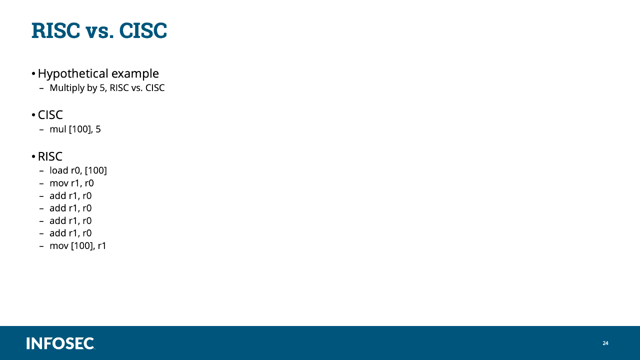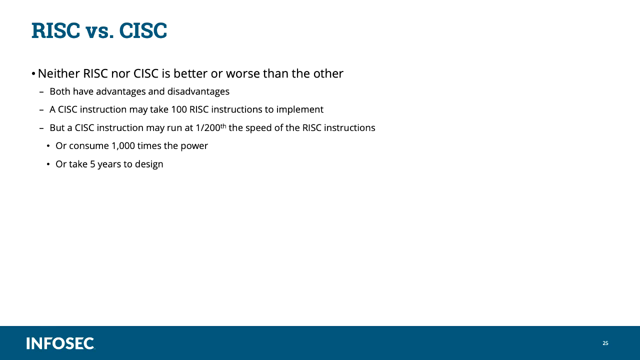I can achieve the same functionality, but understand I'm doing it with primitive instructions. So in this case, I'd have to add something to itself 5 times to achieve the same result. So you can see one instruction in the CISC took a lot more instructions in the RISC architecture. I get the same result, the same functionality; in one of them I had to use very fundamental, rudimentary pieces, the RISC, and in CISC I got to use more advanced pieces. Neither RISC nor CISC is better or worse than the other. They both have their advantages and disadvantages.